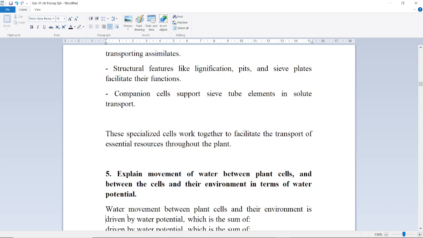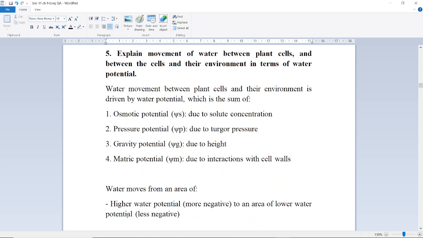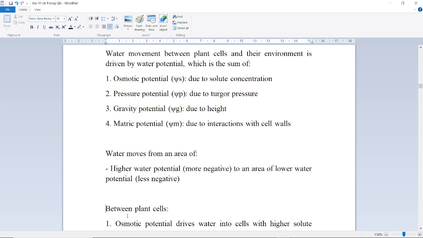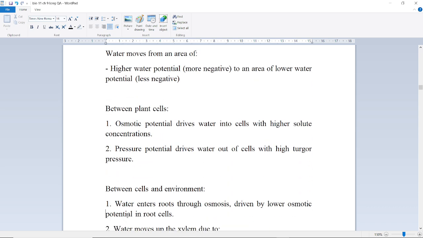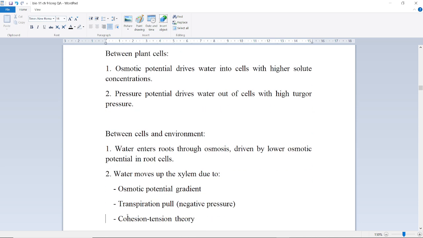Next question is: explain movement of water between plant cells and between cells and their environment in terms of water potential. Water movement between plant cells and their environment is driven by water potential, which is the sum of osmotic potential due to solute concentration, pressure potential due to turgor pressure, gravity potential due to height, and matric potential due to interaction with cells. Water moves from an area of higher water potential to an area of lower water potential between plant cells.